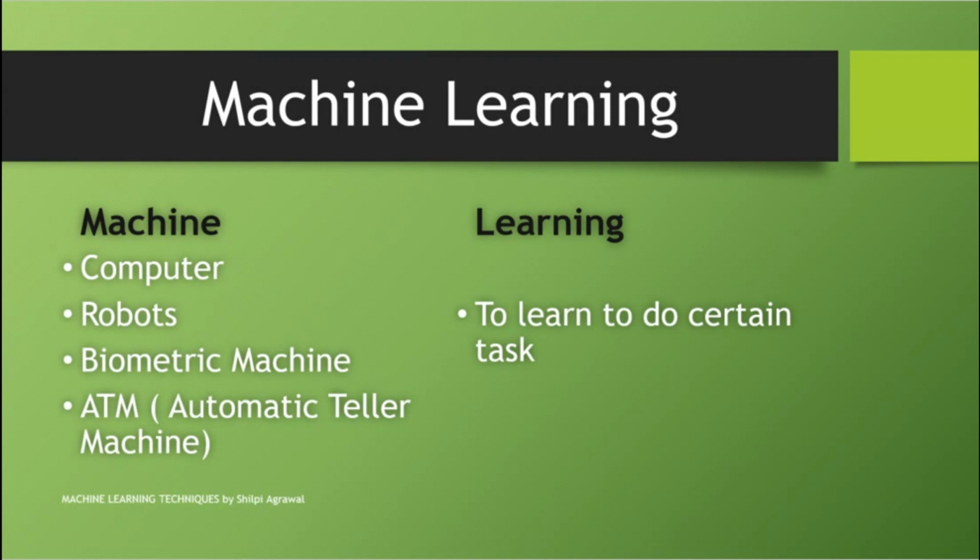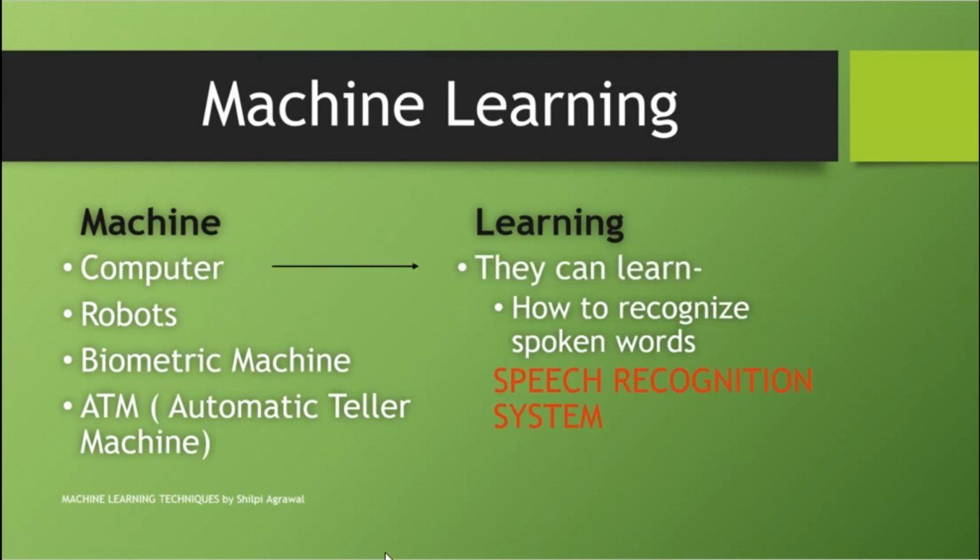So, we can move to the computer. So computer can learn how to recognize spoken words. So this is a point about computer. Computer can learn how to recognize spoken words. So this we call a speech recognition system.